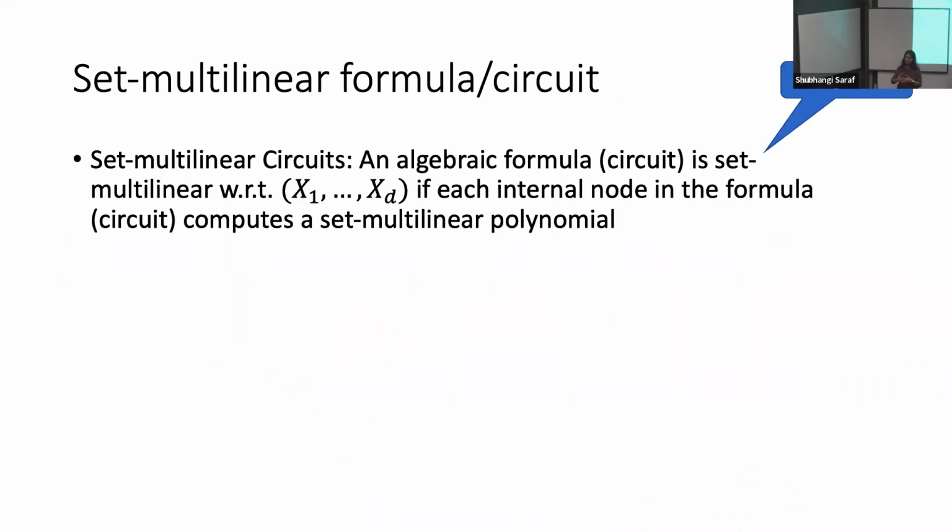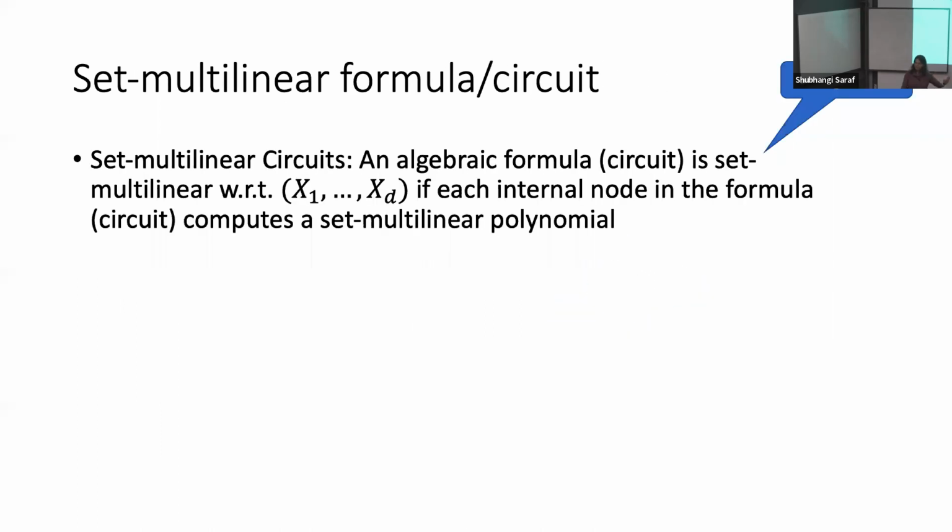I'll say a circuit or a formula computing a set multilinear polynomial is itself set multilinear if every gate of the circuit is computing a set multilinear polynomial, respecting this partition. So when you know that the output has every monomial being set multilinear, I want that along the computation, along the way also, the gates are only computing set multilinear things. You're not computing monomials which are not set multilinear, which then cancel out and then the output is finally set multilinear. So you're requiring every gate, every internal node, to compute a set multilinear polynomial. Then the formula or circuit is called set multilinear.